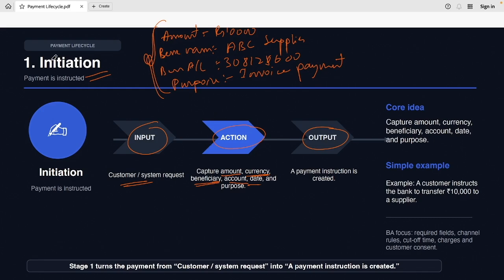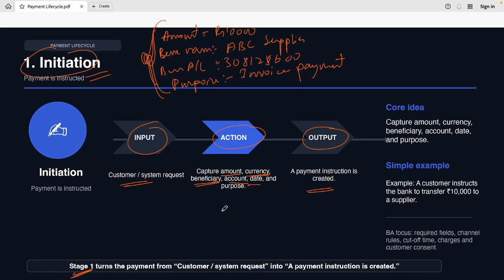At this particular stage of initiation, as a BA, you must understand which fields are mandatory, which fields are optional, what information is required for each payment type. Are the rules different for mobile banking, branch banking, and corporate files? Which charges should be displayed on the application? Is customer approval or consent required? And so on. Therefore, in a nutshell, stage 1 converts a general customer or system request into a structured payment instruction.